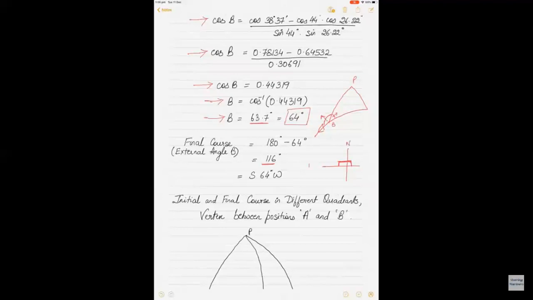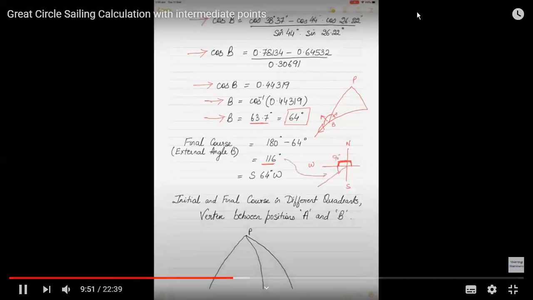Now this basically means that your vessel is on a course of more than 90 degrees, which means it has moved out of the northwest quadrant and gone into the southwesterly quadrant. Each quadrant is 90 degrees. If you are on a course in the northwesterly quadrant and a course of 116, it means you have overshot the northwest quadrant by 26.